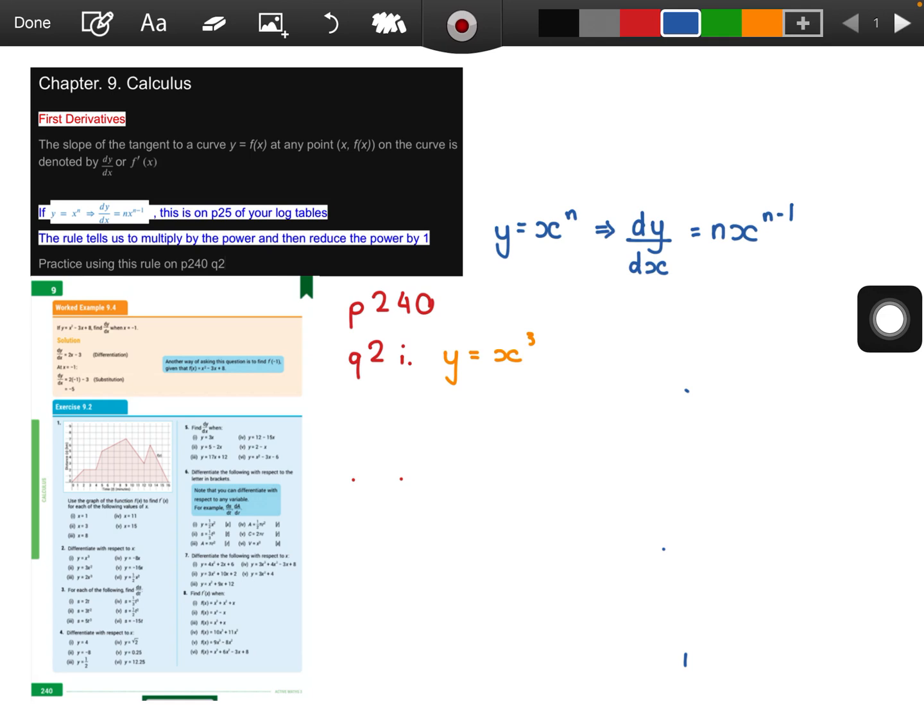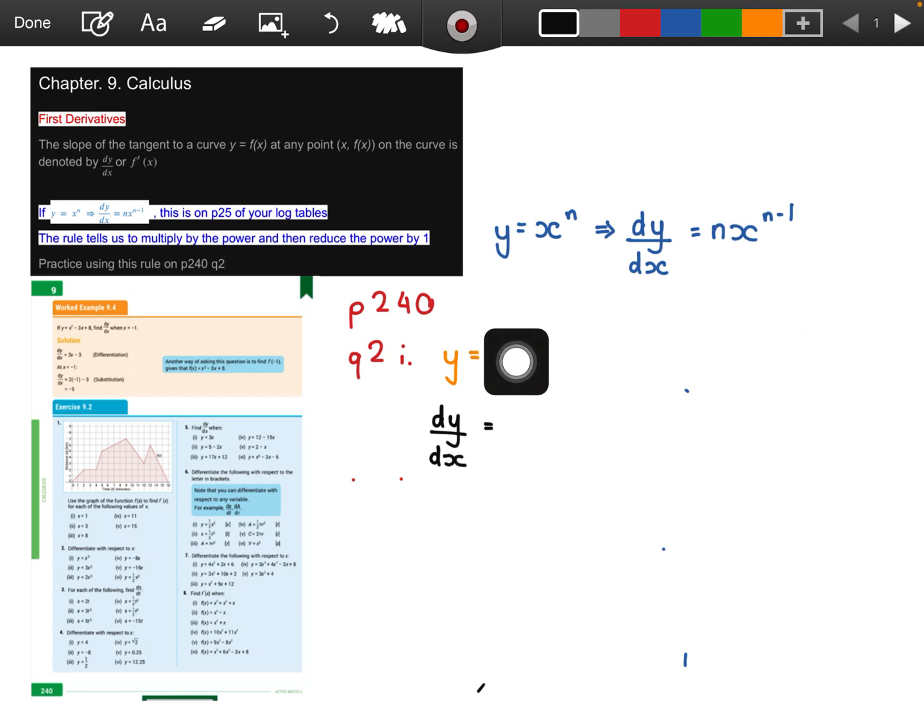So here n is 3, so we're going to end up getting dy dx. Well, I need to multiply by the power, so I need to multiply by 3x, and then I get 3 minus 1 as the power. We don't need to write that step if we can see that straight away. It's going to be 3x to the power of 2. So 3x squared is that differentiated.